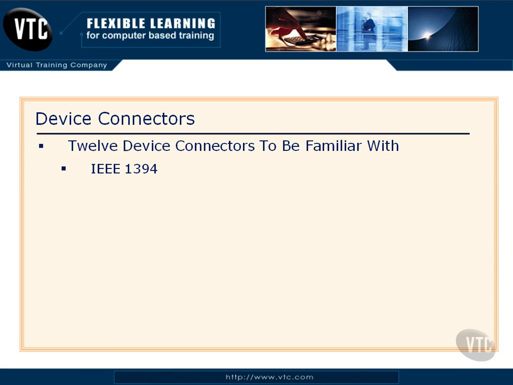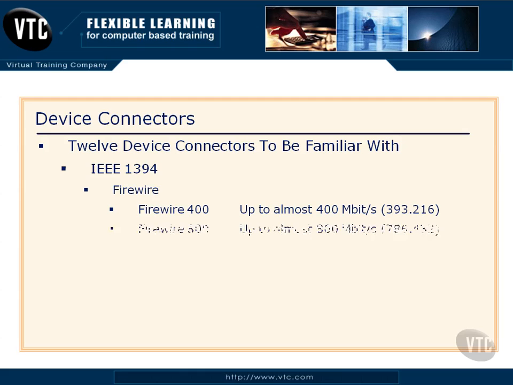IEEE 1394, make sure that you recognize this on the exam. Anytime they're talking about IEEE 1394, they are referring to FireWire. Now, FireWire, if you remember, is an Apple technology. It made a big splash when it first appeared, and it first appeared as FireWire 400. Now you could transfer data up to almost 400 megabits per second, and this is really about 393.216, but who's counting, right? So FireWire 400, you could transfer data up to 400 megabits.